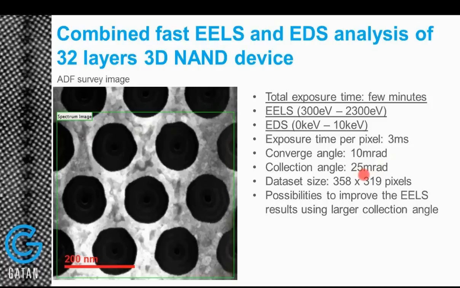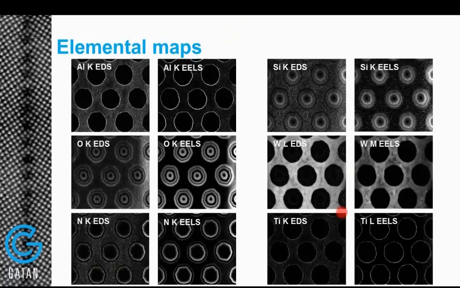Okay. This is the energy range for the EELS spectra. This is the energy range for EDS spectra in this particular case. These are all the maps that we acquired simultaneously: aluminum EDS, aluminum EELS. Overall, you can see that we get much better quality for EELS, in particular for light elements. This is something that I guess everyone would expect. The only two maps that are comparable are the tungsten for EDS and EELS. They're almost the same quality.